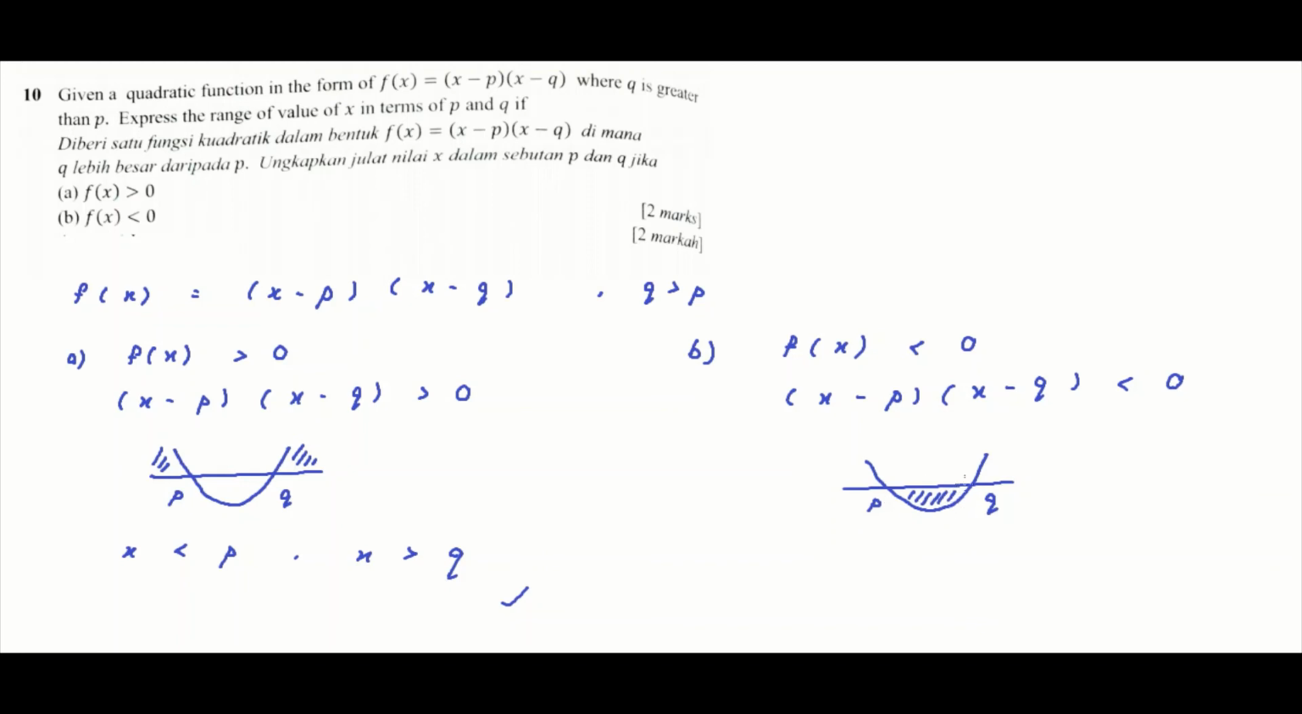Okay, so you want to find an inequality where your x will be greater than p and smaller than q. So your last answer is 1 mark and 1 mark, so 2 marks. All right, so that's the part for number 10.